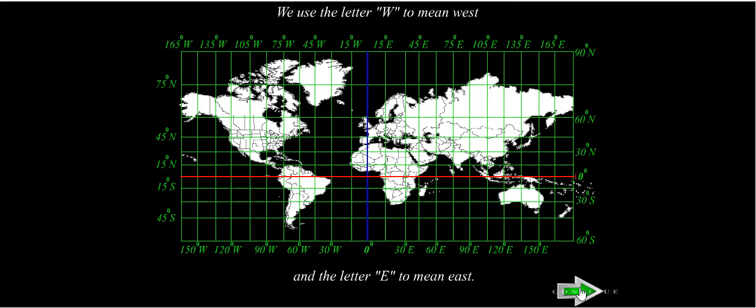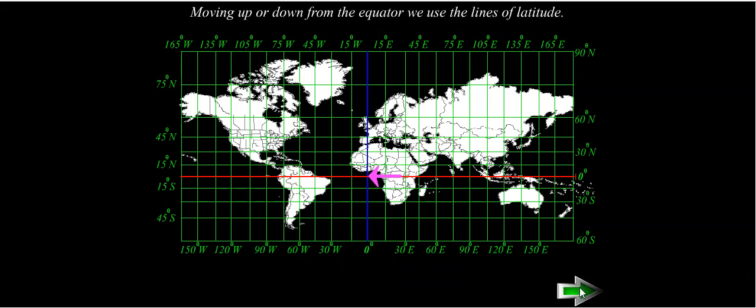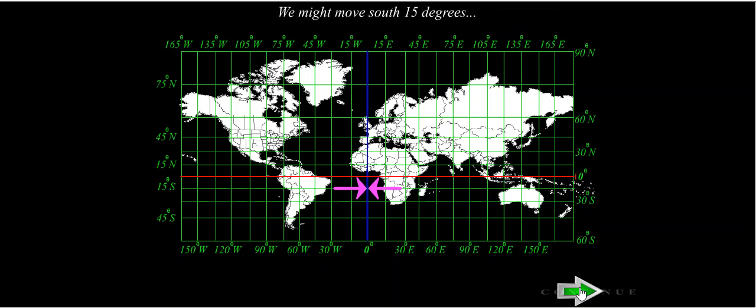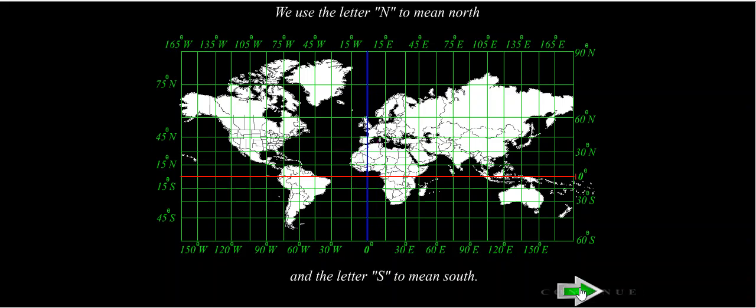We use the letter W to mean west and the letter E to mean east. Moving up or down from the equator, we use the lines of latitude. We might move south 15 degrees or north 30 degrees.